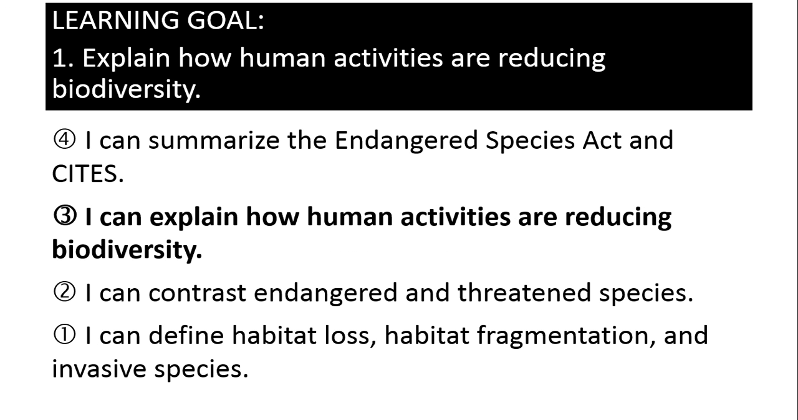All right, revisiting our learning goals. So the first thing you want to be able to do for test time is to define habitat loss, fragmentation, and invasive species. Understand what those three things are. Then secondly, contrast endangered and threatened species. And then put those two things together for step 3 and explain how human activities are reducing biodiversity. The number one thing would be habitat loss, and also through building roads and such, fragmenting habitats, and introducing invasive species. All of those things really reduce biodiversity. And then summarize the Endangered Species Act and CITES. That acronym is misspelled there for number 4.